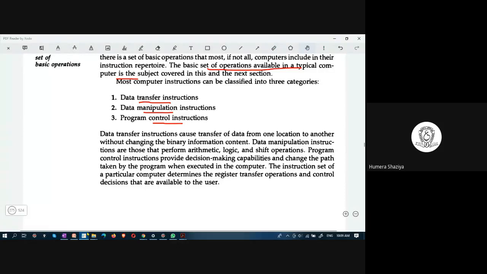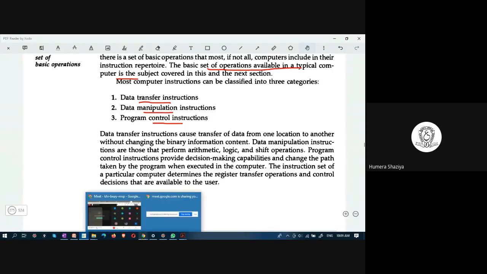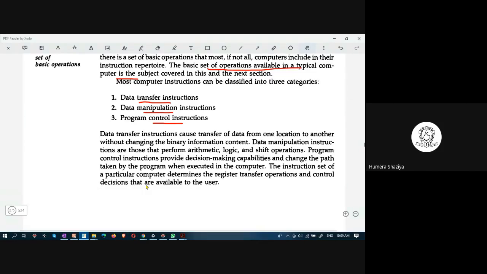We are trying to understand here computer instructions. These are classified into three categories: data transfer instructions, data manipulation instructions, and program control instructions. Data transfer instructions transfer the data from one location to another. The question now to students is, will you tell me so far what instruction we have learned that could transfer the data from one location to another?